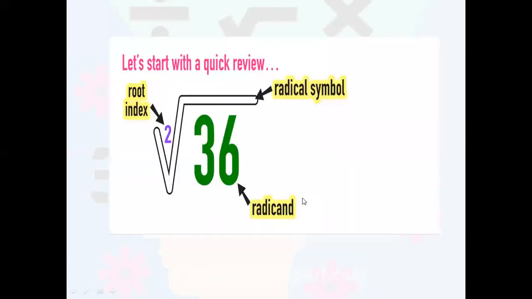So let's move on and see this. This is called the index. This is called the radicand. And this is called the radical symbol, the root symbol. In an easy way, we just call it the root symbol. So this is the index, this is the radicand, and this is called the radical symbol.